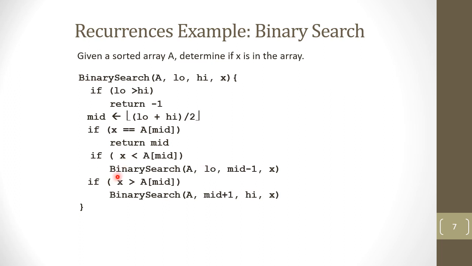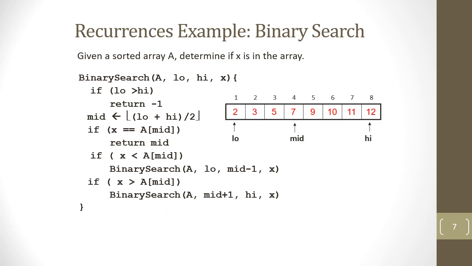and if the value of x is greater than the middle value, we will call the binary search on the right. So if we do the line by line analysis, we will see that all of these lines here are performing in constant time.